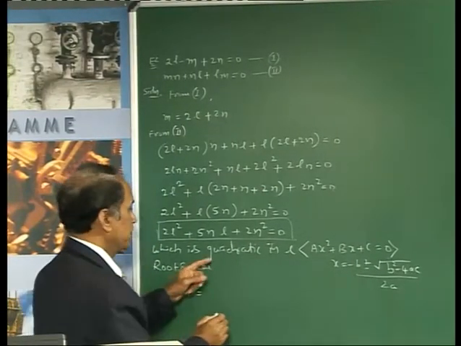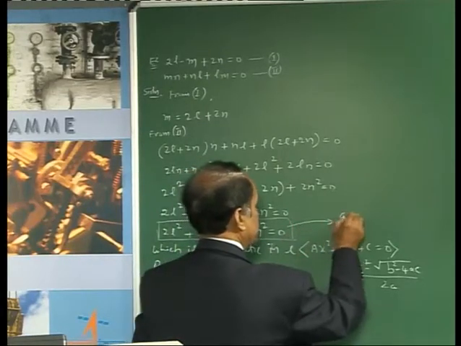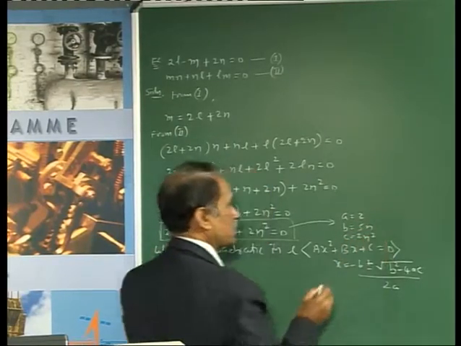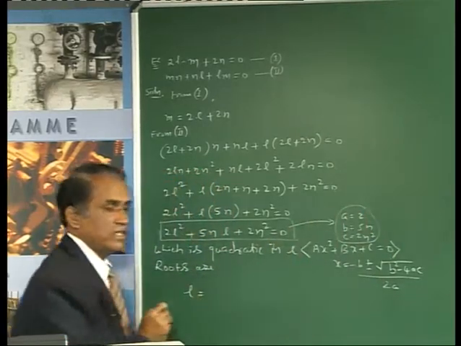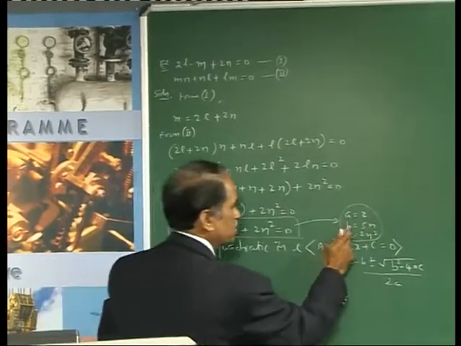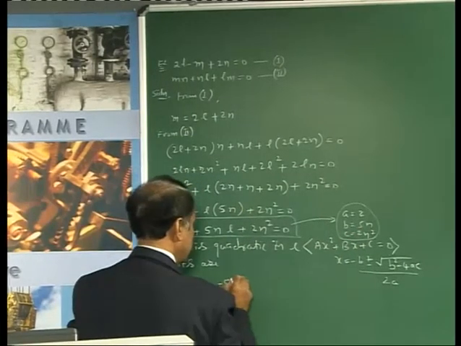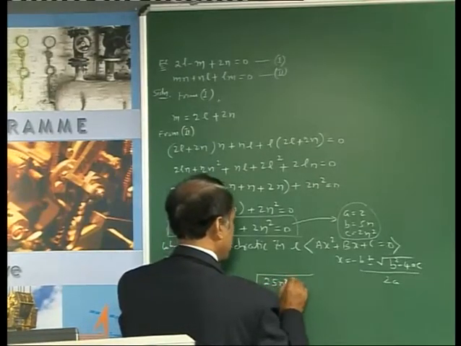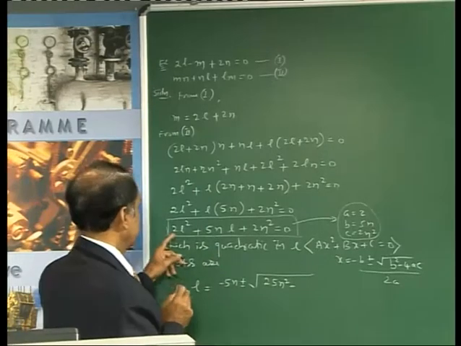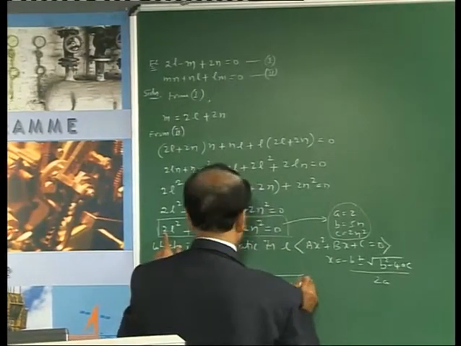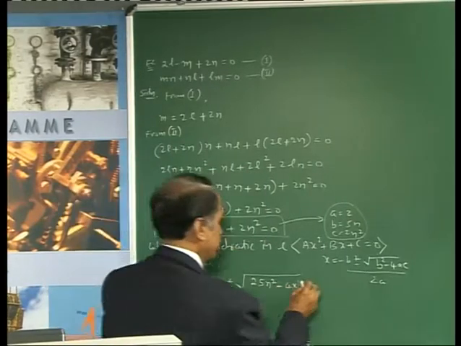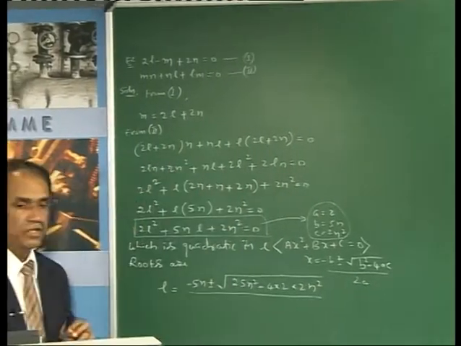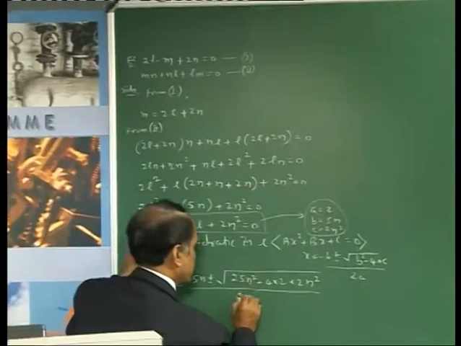Therefore, L is equal to minus b. In this case, a = 2, b = 5n, and c = 2n². These are the values when you compare with the quadratic equation. Therefore, I will substitute b = 5n, so minus 5n plus or minus root of b², that is 25n², minus 4ac, minus 4 into 2 into 2n², and whole divided by 2a, 2 into 2.